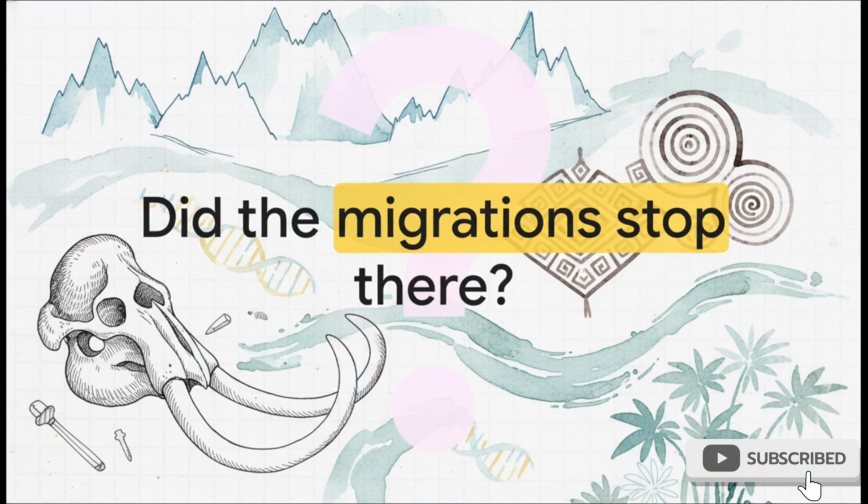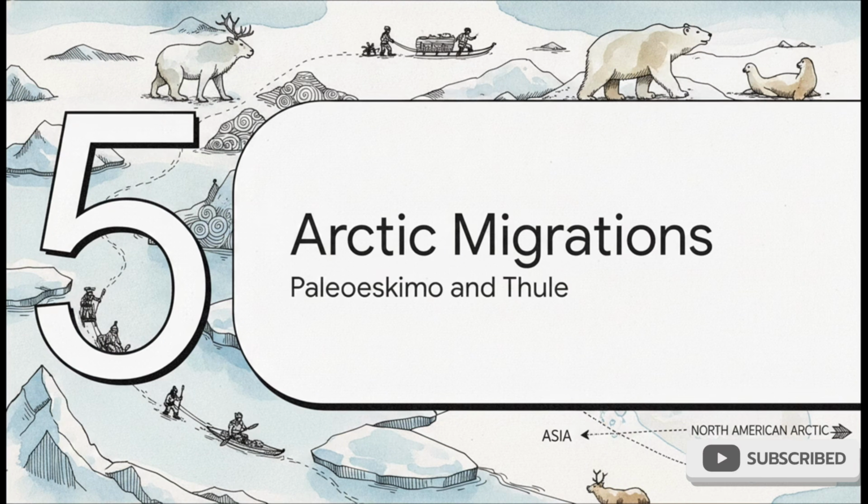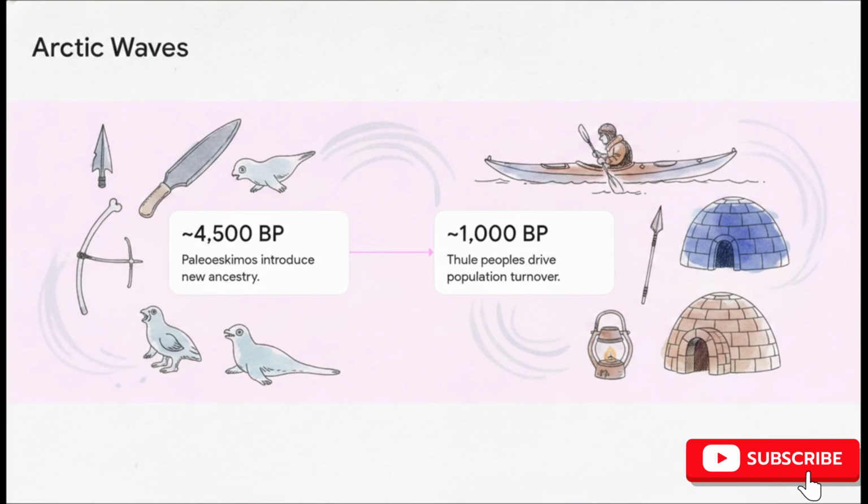With the continent fully populated from the Arctic all the way down to the deepest parts of the Amazon, you might think the borders were closed, but no, the story wasn't over. Later Arctic migrations, the Paleo-Eskimo and Thule. Fast forward a few thousand years, and the North American Arctic becomes the stage for a completely new series of dynamic migrations from Asia.